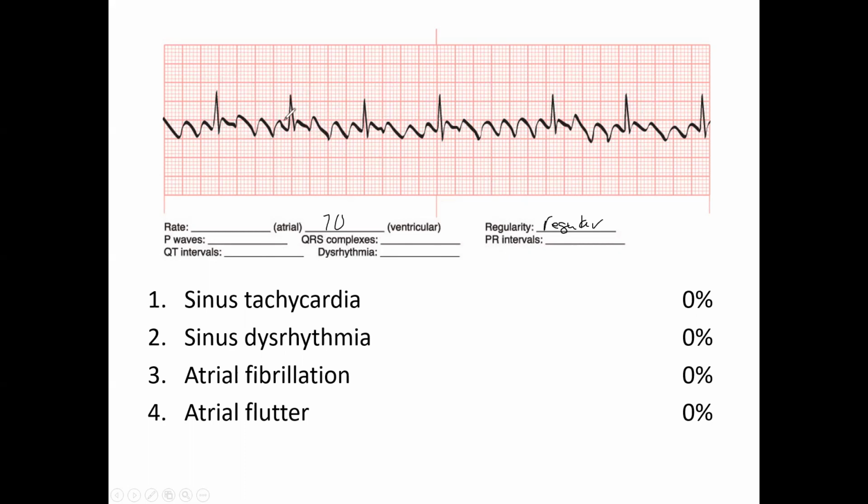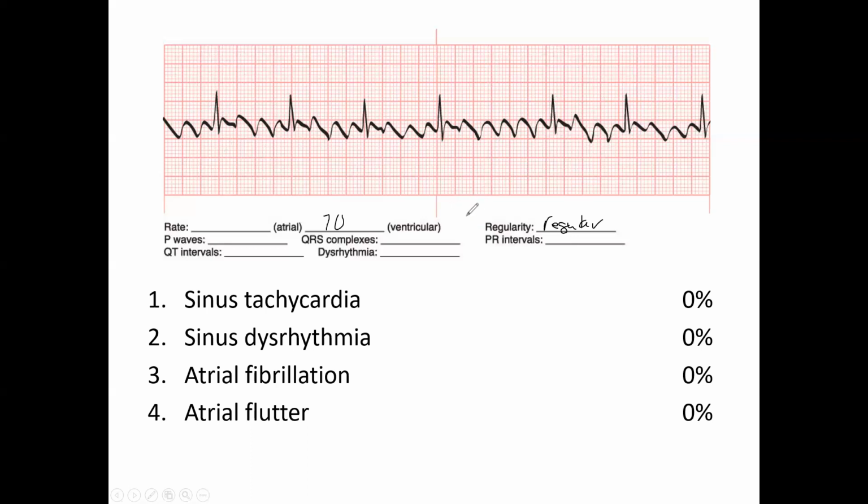So if you have a sawtooth pattern, you can pretty much bet that you're going to be looking at an atrial flutter, especially if you've got these little flutter waves in there. If you were to count all those as extra P waves, you would find that your atrial rate is much higher than your ventricular rate. So that means that we could be in a situation of atrial flutter.